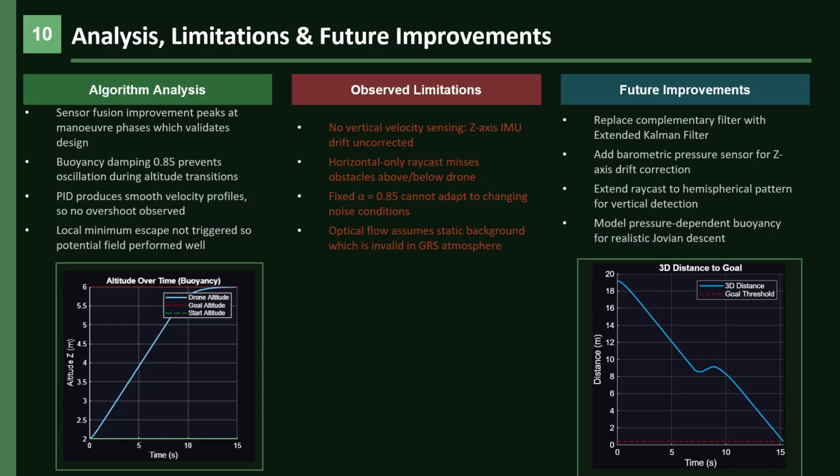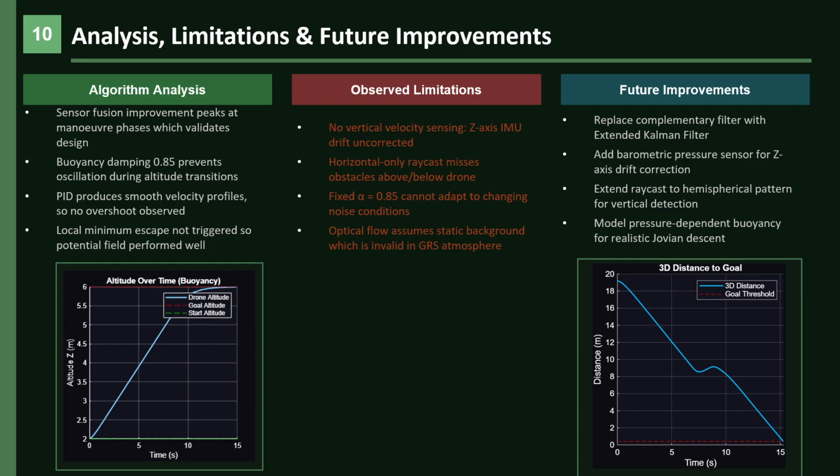For my analysis of the algorithm, from the demonstration it was quite clear that the drone moved very smoothly from the start position to the goal state, thanks to all the different algorithms included, specifically the PID, because it allowed for a smooth velocity and no overshoot.